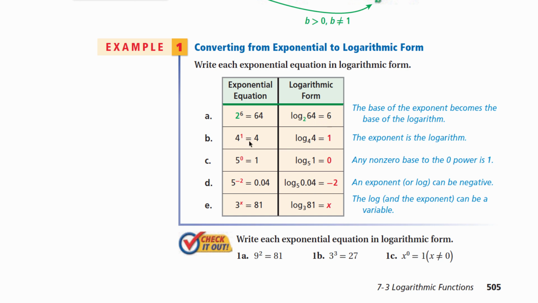4 to the 1 equals 4. So I have log base 4 of 4 equals 1. 5 to the 0 equals 1. So logarithm base 5 of 1 equals 0. 5 to the negative 2 equals 0.04. So log base 5 of 0.04 equals negative 2.